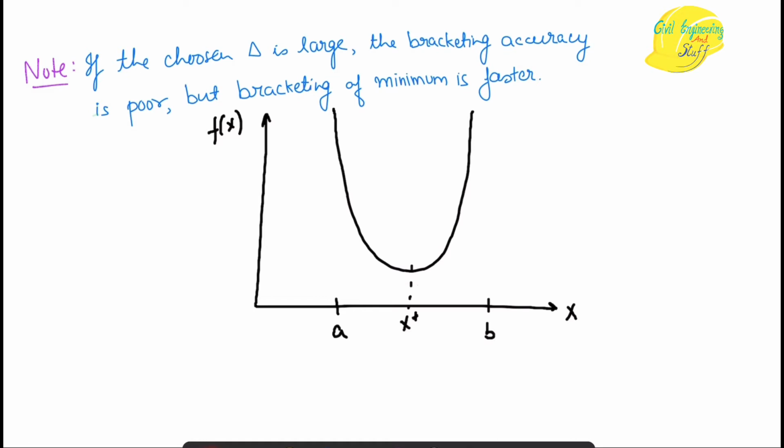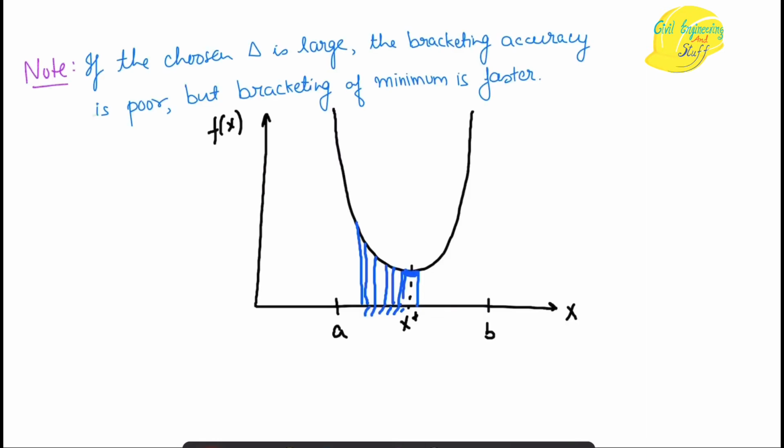If you take a smaller delta, we will have to move in very small iterations. We have to find each point until we reach the bracket, but the data that we get will be very accurate. The range that we get will be very small, so the bracket will give you a more precise value.